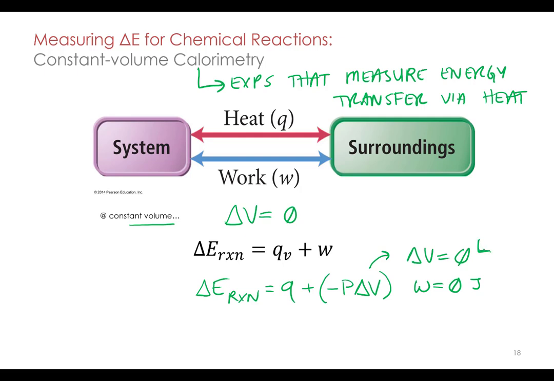So essentially at constant volume, the internal energy change for the reaction is just equal to the heat. Sometimes you'll see a subscript V on Q to tell you it's at constant volume. By making a scenario where we don't allow the volume to change, the system can't do any work, so the only way it can transfer energy is via heat. We don't have to worry about delta V anymore. Now we just have to measure delta T, and we get delta E.